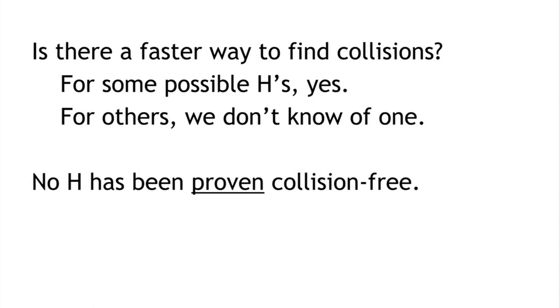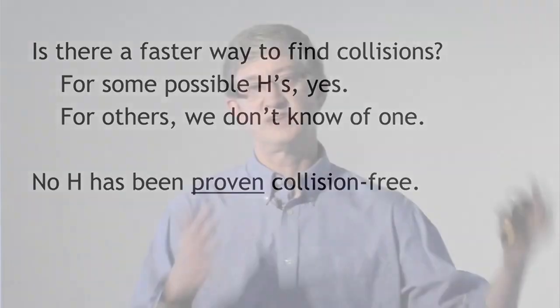For example, if our hash function were to simply take the input modulo 2 to the 256, that is, it just selected the last 256 bits of the input, then we would know an easy way to find a collision. One collision would be the values 3 and 3 plus 2 to the 256. So for some possible values of the hash function, it's very easy to find a collision. For others, we don't know.